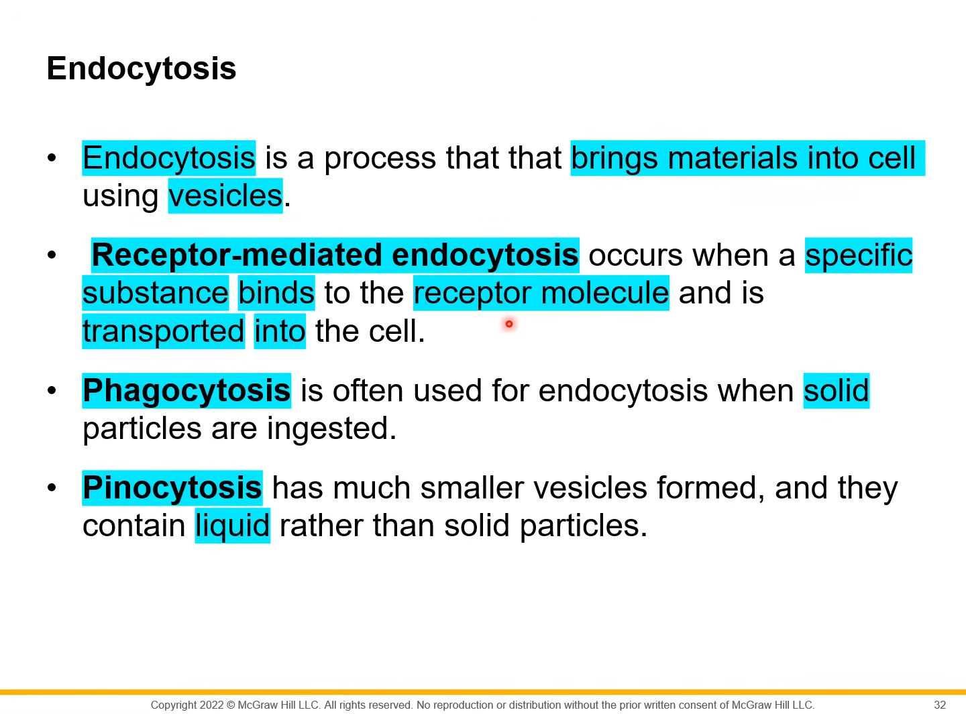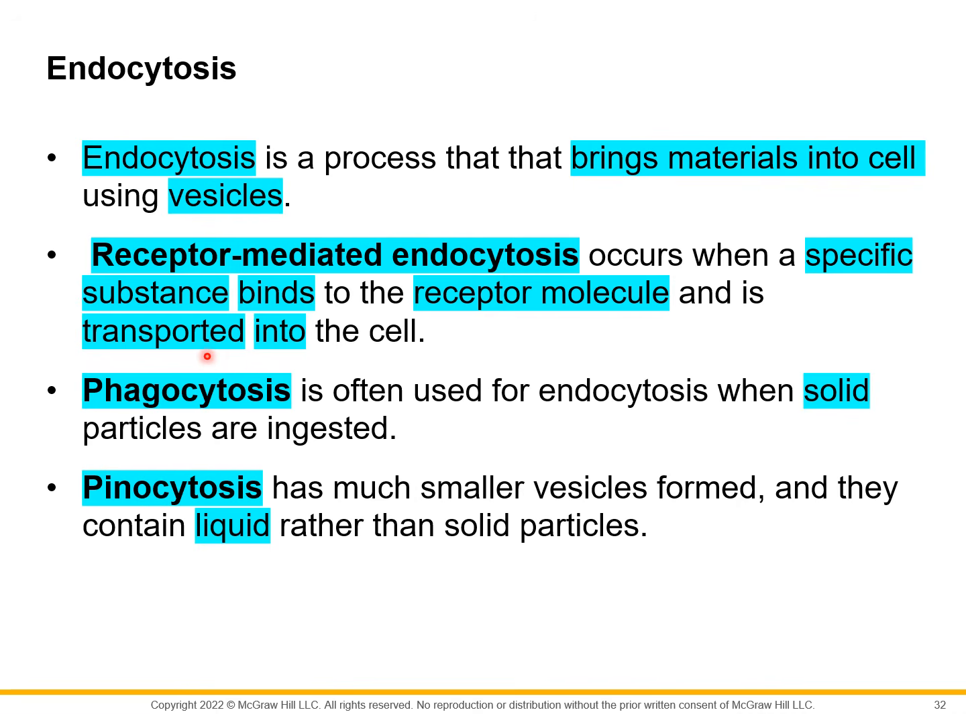If it does not match, then it would not work and the substance would not be able to enter the cell. All right, so that's the general idea of receptor-mediated endocytosis. All right, so the receptors on the outside of the cell would have to match with the structure of the molecule that needs to get inside before the molecule is allowed to go inside.